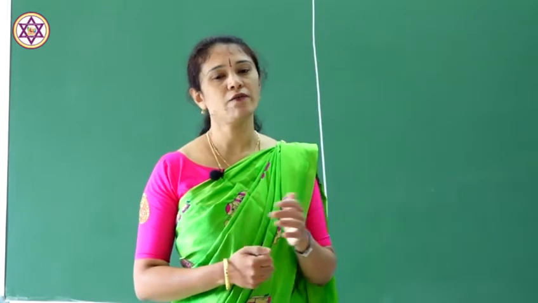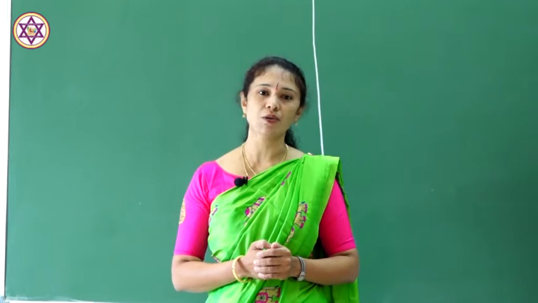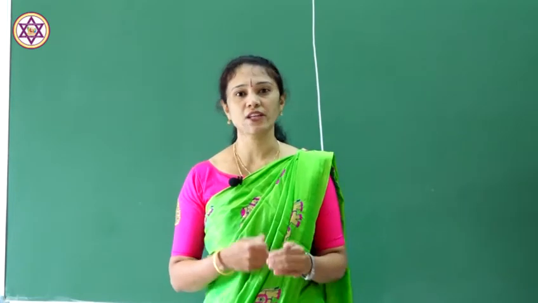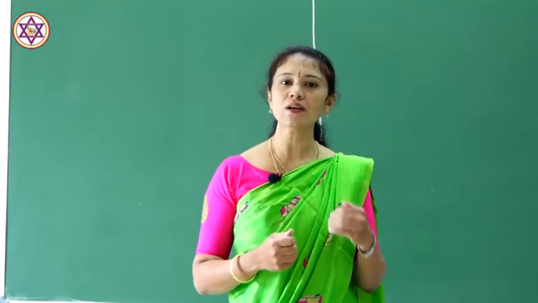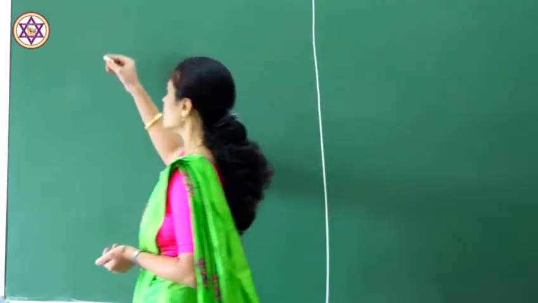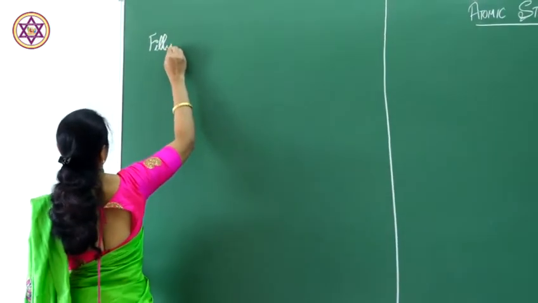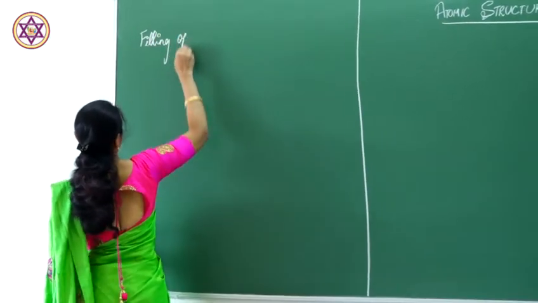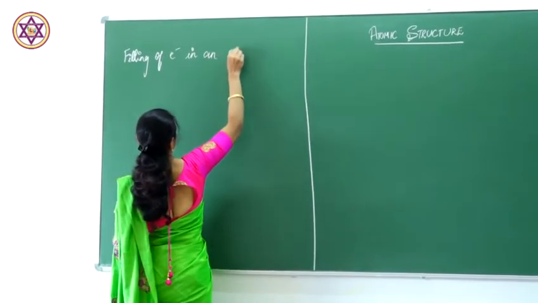And also I discussed the different shapes of the orbitals, that is s, p and d orbitals. In this class we will start the filling of electrons in the atomic orbitals. What are the rules for the filling of electrons in the orbitals or subshells? Filling of electrons in an orbital.